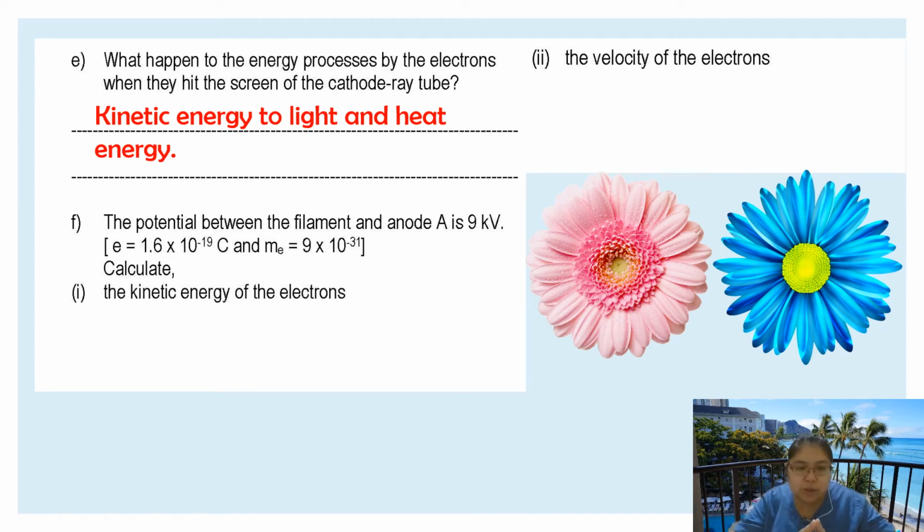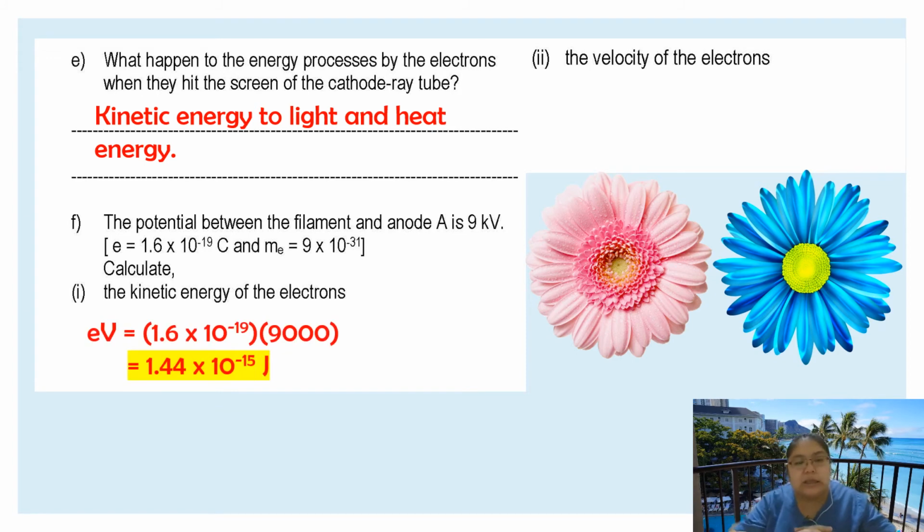After that, they told you the mass of the electron. Now the question: they want to find the kinetic energy of the electron. Remember, for this topic, we just learned one formula: electrical potential energy eV equals kinetic energy. If the question never provides velocity, we cannot find it using half mv squared, so we need to create another formula.